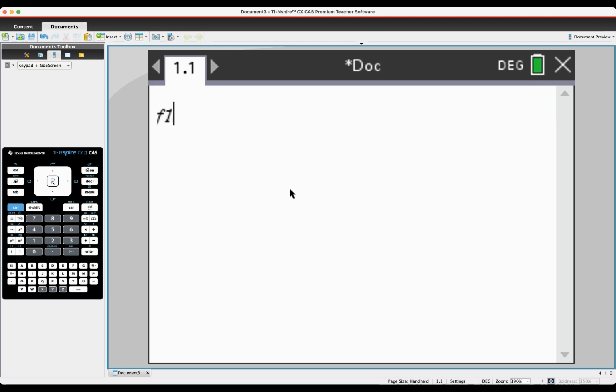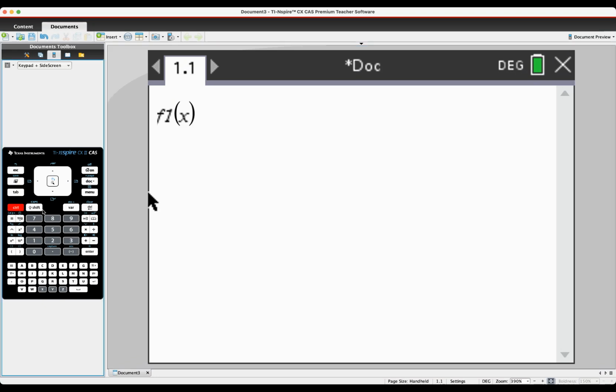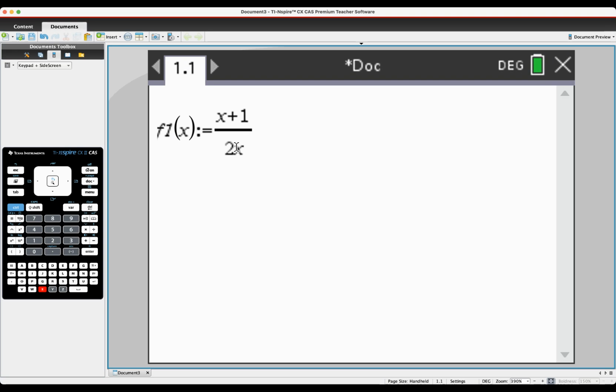So we're going to type in f1 of x like so, and then we're going to hit control and then the button next to the 9 here gives you a colon equals. That means we're going to make f1 of x become equal to a certain expression. So control divided by gets me my fraction, and now I'm going to put x plus 1 on the top and 2x on the bottom, and it's now done.